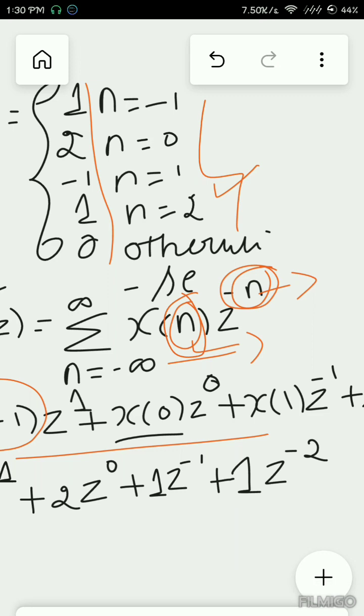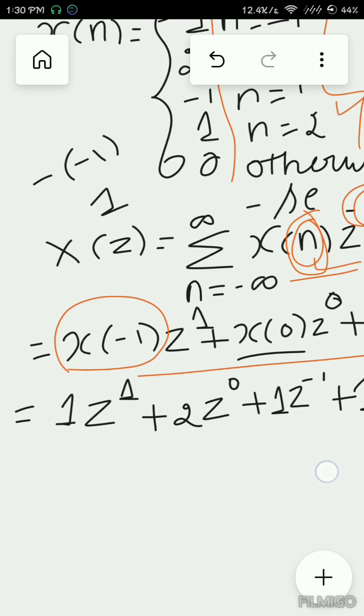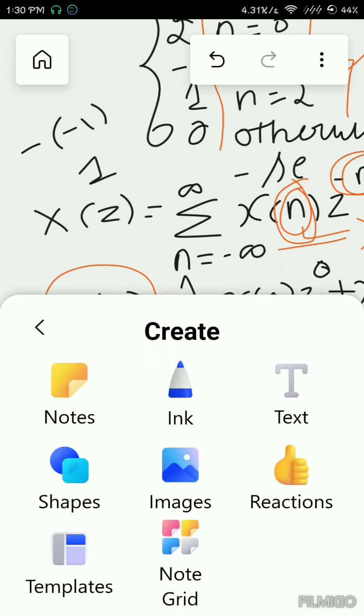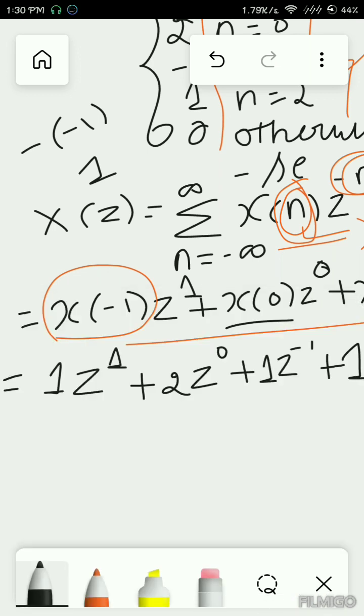So now next what I have to do in the next step is take this particular expression in terms of z. So if I take it in terms of z, what I am going to get is this as z. So this is 2z to the power of 1, which is equal to 2.